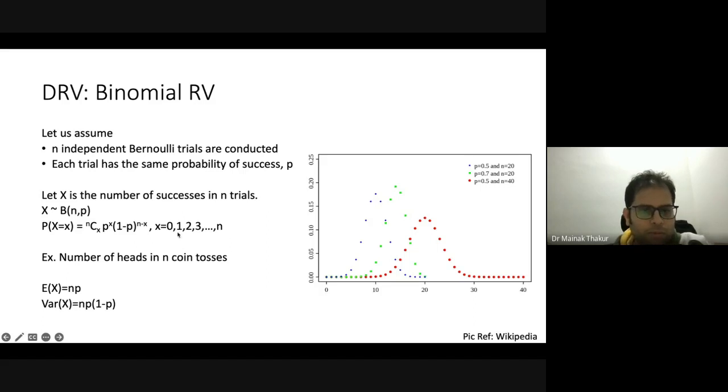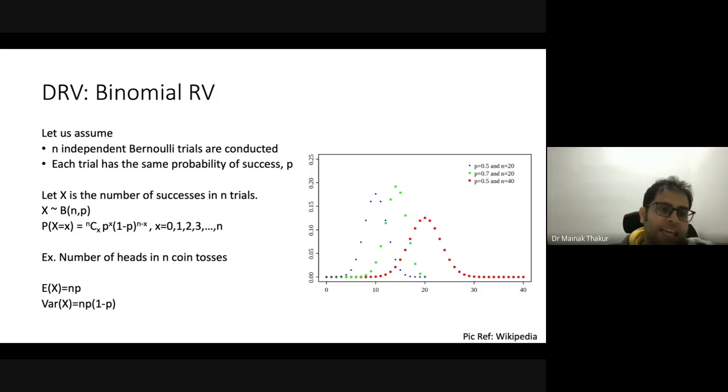Okay, what is the probability of 0 successes? nC0, p to the power 0, (1 minus p) to the power n. That will be (1 minus p) to the power n. That means all failures in n trials: the first one is 1 minus p, the second one is 1 minus p, all 1 minus p. So (1 minus p) to the power n. Number of heads in n coin tosses can be an example.